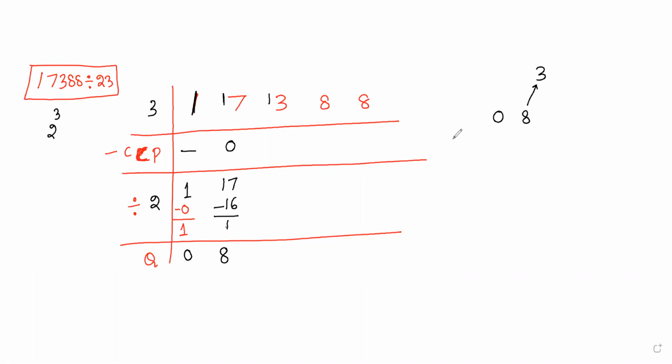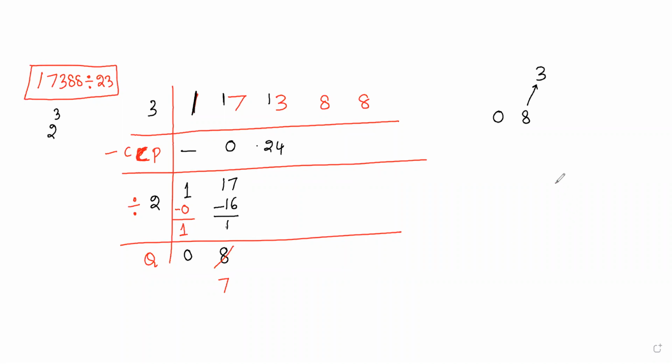So 8 times 3 will be 24. So can you subtract 24 from 13? Is it possible? No, it is not possible. That means you have made a mistake. Actually, we don't want to take 8 times. We want to take 7 times actually.